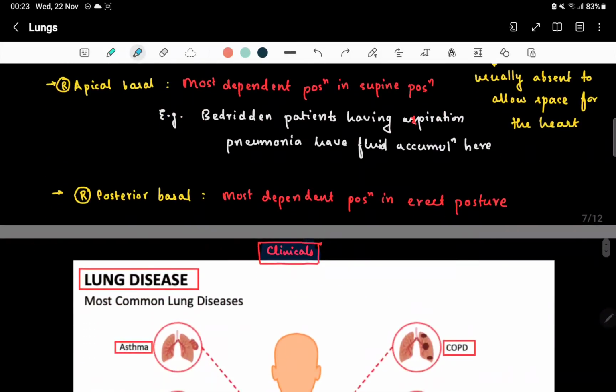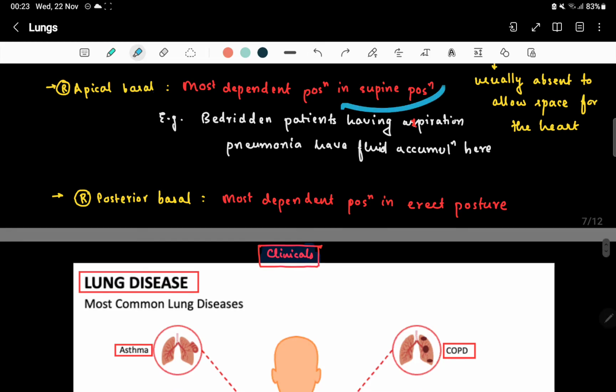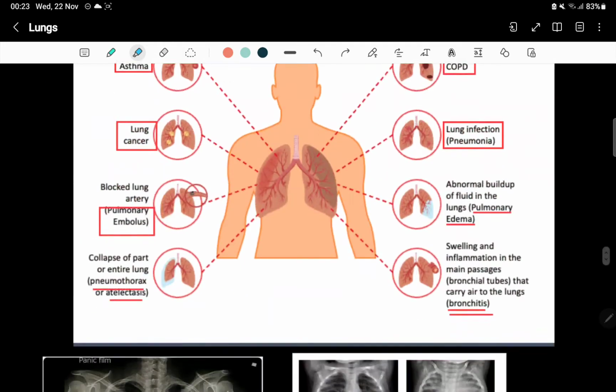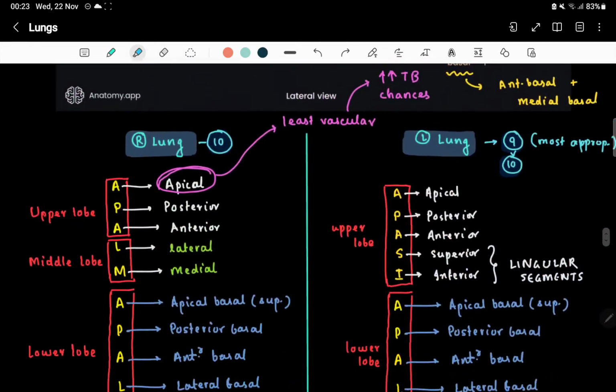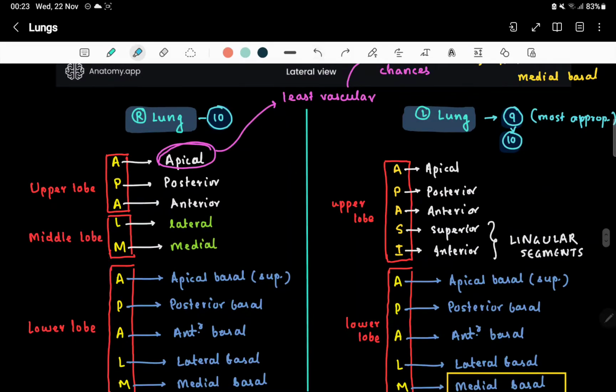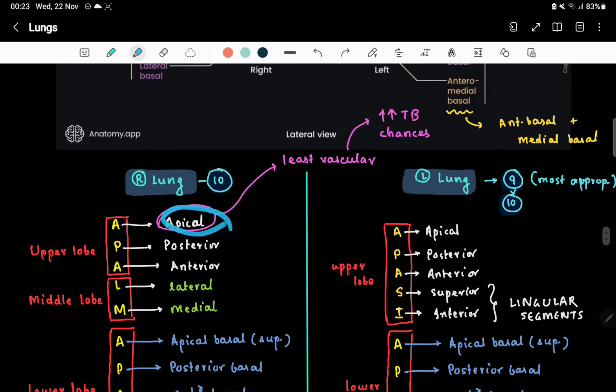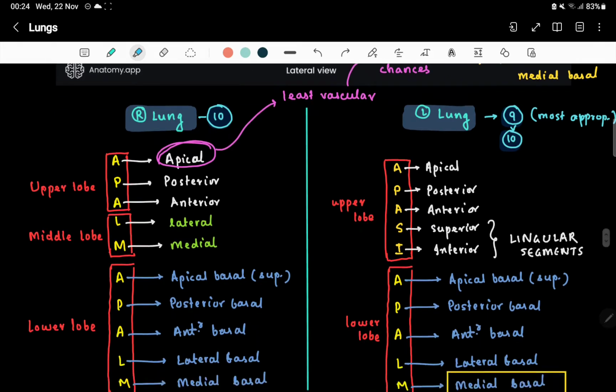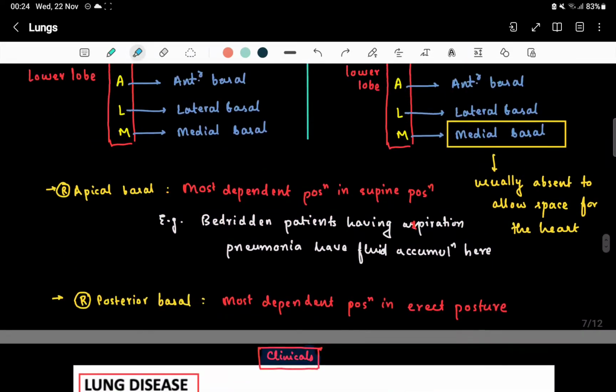We'll talk about this in the erect position. The right posterior basal segment is the most dependent in the erect position. The right lung has the upper lobe, middle lobe, and lower lobe. The upper lobe has the APA segments: apical, posterior, anterior. The apical segment is the least vascular segment, so there is an increased chance of TB in the apical segment of the upper lobe.